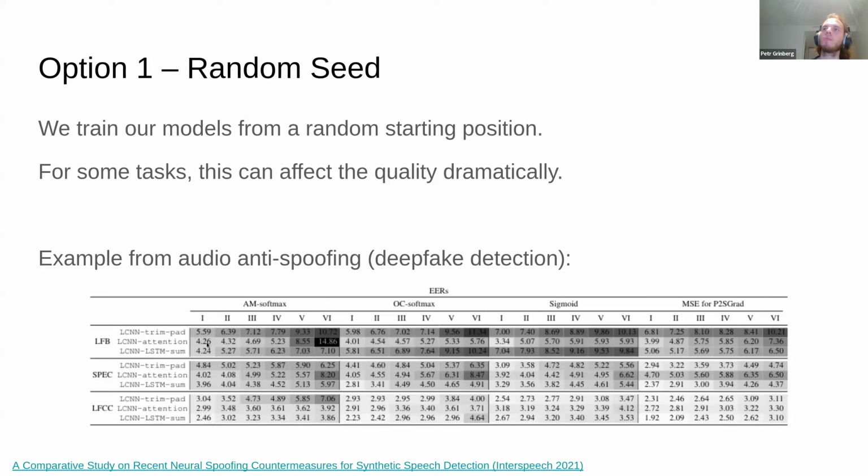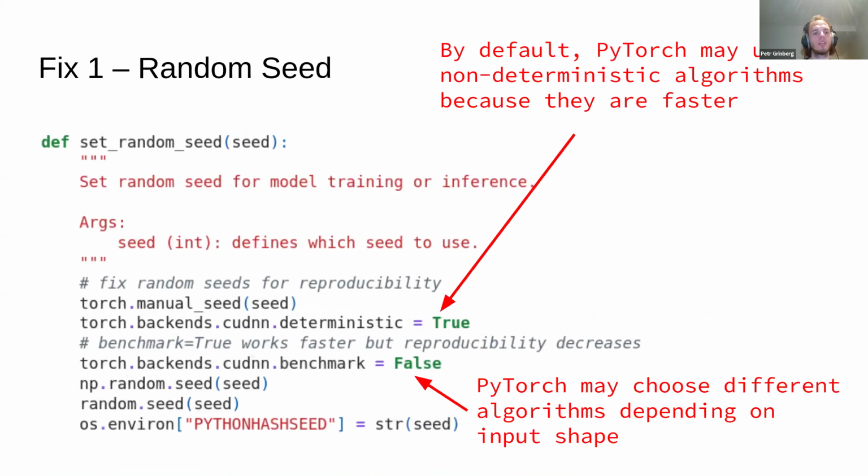And it's not only about audio anti-spoofing, it can happen for other tasks too. That's why it's also a good idea to report the STD across different random seeds in your paper, if possible. So the solution is to fix the random seed via this function, where you fix it for torch, you fix it for numpy, you fix it for random, you fix it for Python itself. And you also need to think about random algorithms that PyTorch uses.